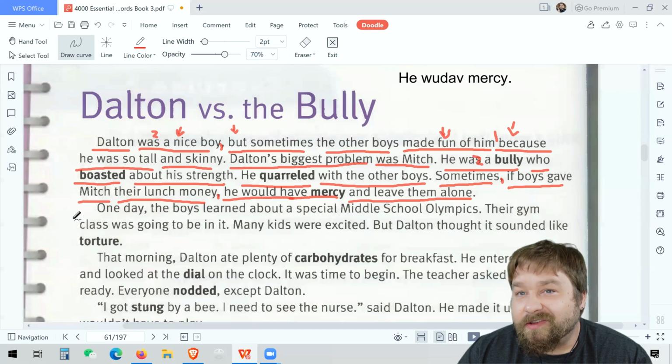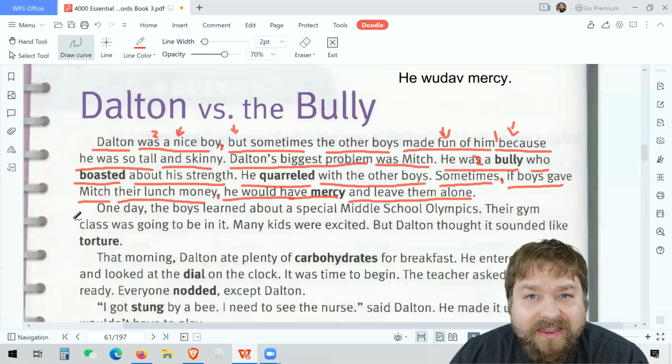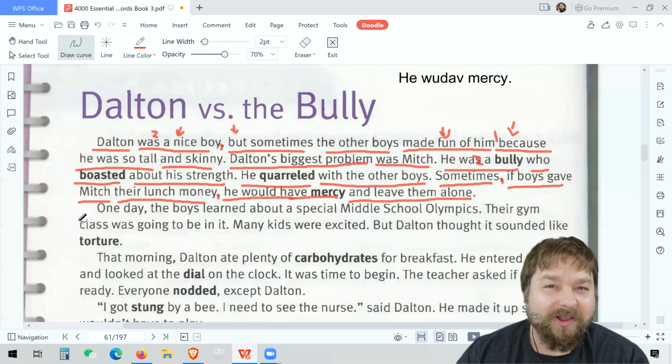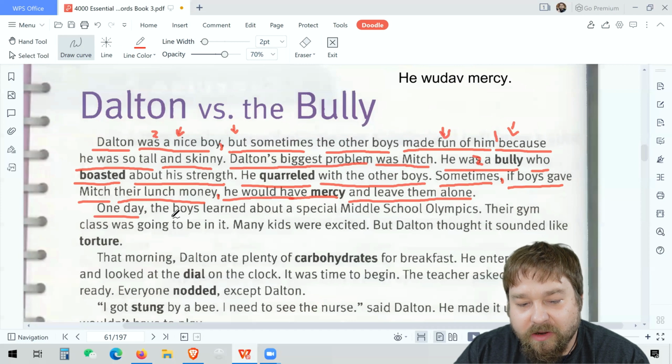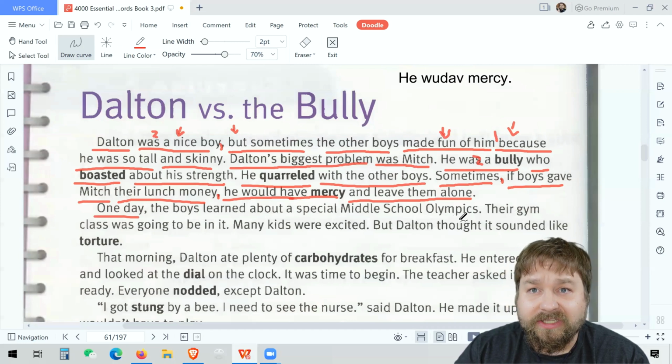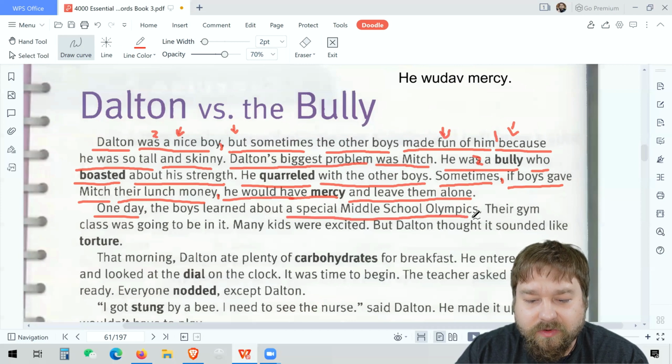Let's do this next piece, because 15 minutes, I think we can do this. You're all adults. One day, because we have a comma, one day, the boys learned about a special middle school Olympics. Whoosh, this is ugly. Learned about what? A special middle school Olympics. Ooh, that's going to be rough, okay?